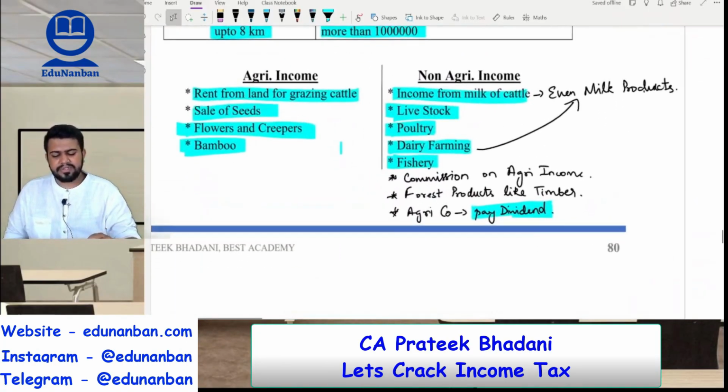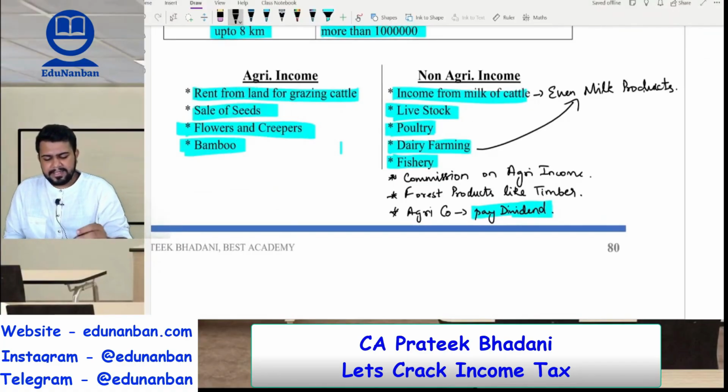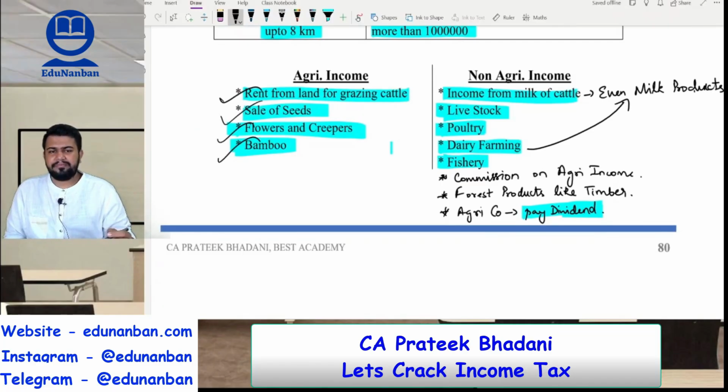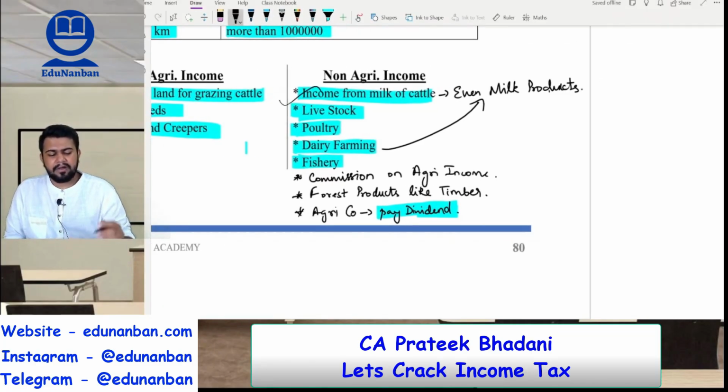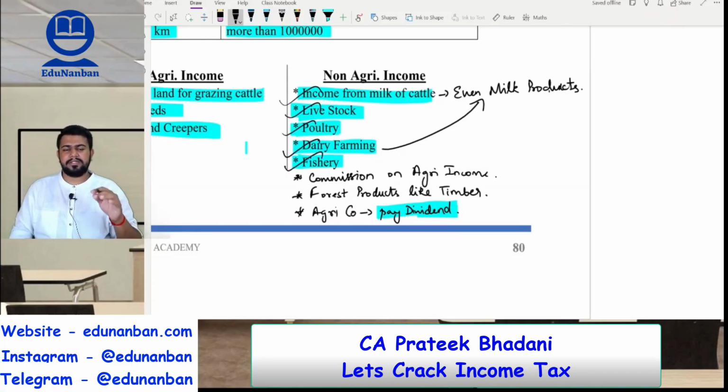Next, I gave you some examples of agriculture and non-agriculture income. Sir, rent received from land for grazing cattle is agriculture. Sale of seeds, agriculture. Sale from flowers, creepers like money plant, etc., agriculture. Sale of bamboo, agriculture. However, income from milk of cattle or milk products, not agriculture. Livestock, not agriculture. Poultry, dairy farming, fishery also not agriculture.